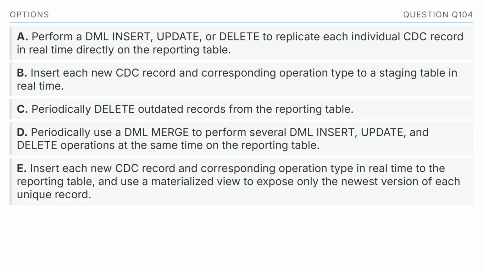Option B, insert each new CDC record and corresponding operation type to a staging table in real time. Option C, periodically delete outdated records from the reporting table. Option D, periodically use a DML merge to perform several DML insert, update, and delete operations at the same time on the reporting table. Option E, insert each new CDC record and corresponding operation type in real time to the reporting table, and use a materialized view to expose only the newest version of each unique record.